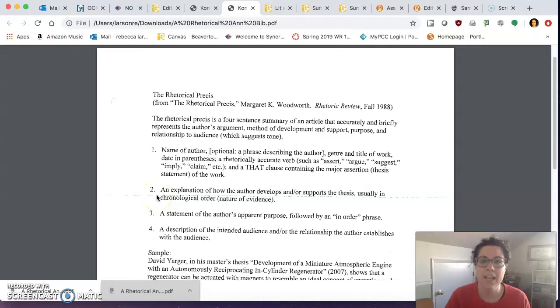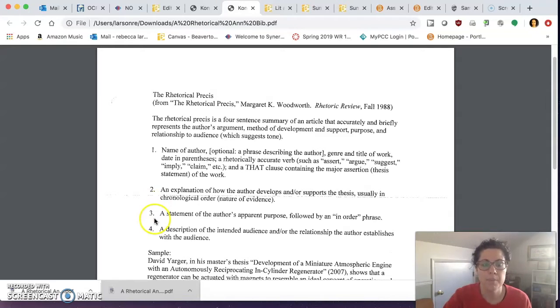Your second sentence is going to be an explanation of how the author develops or supports the thesis in chronological order. So how do they lay it out in the essay? How do they lay it out in their TED Talk? What did they start with? What did they go with second? What did they go with third? I find students are successful in the second sentence when they use simple transitions like first, second, next, finally.